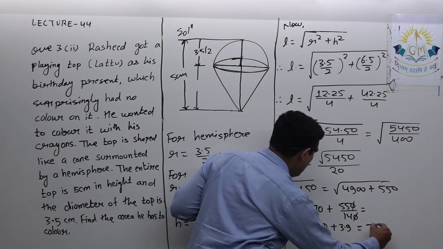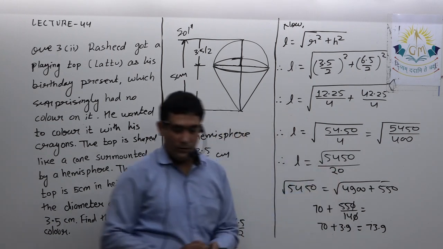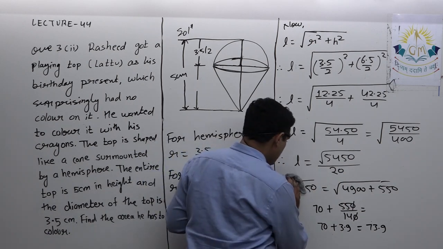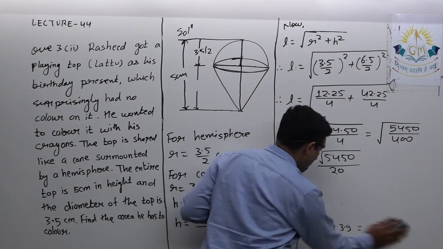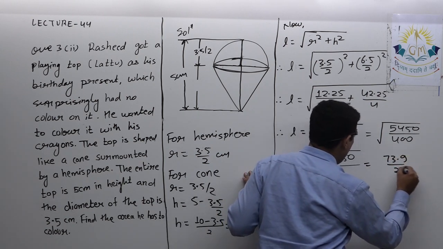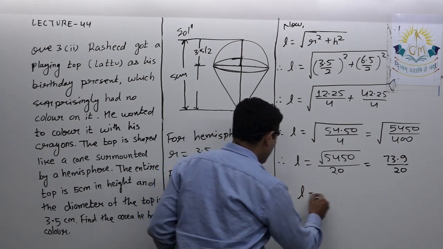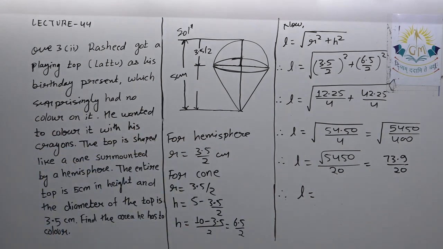That means 73.9 is definitely the square root of 5450. So here I write 73.9 divided by 20. So this gives me the slant height finally. So solve it further to get the final value of slant height, and then we'll find the area that we have to color.